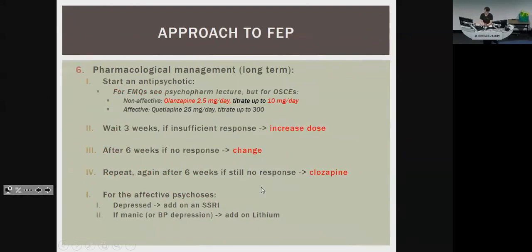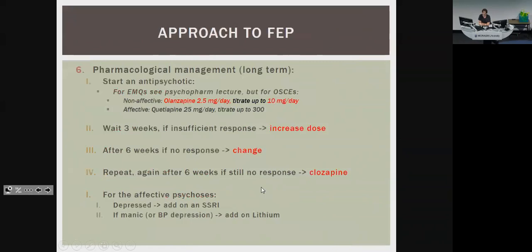And then what you want to do is wait 3 weeks. If there's an insufficient response, increase the dose. Once you've given it a full 6 weeks, change to a different antipsychotic, any one, doesn't matter. Repeat it. If again after 6 weeks nothing's changed and the patient's still thoroughly psychotic, you call it treatment-resistant schizophrenia and you start them on clozapine.